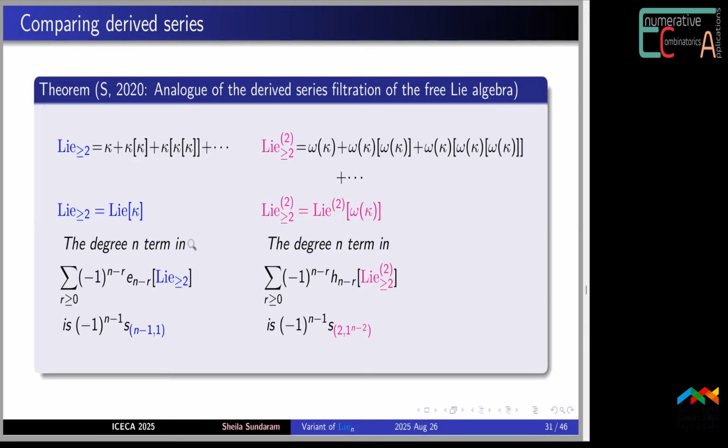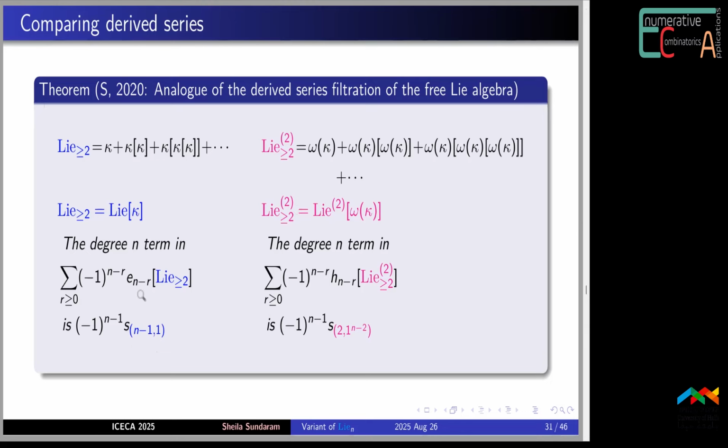Let me just jump to the last thing. So for Lie, you can show that the degree n term in this alternating sum of plethysms, so now I have a single E n minus r, plethysm with Lie 2 plus Lie 3, and so on. This whole thing collapses to one irreducible, the irreducible indexed by (n-1, 1), so that's the kappa up here, times a power of minus 1. A similar thing happens if you do this with Lie superscript 2 and omega of kappas.